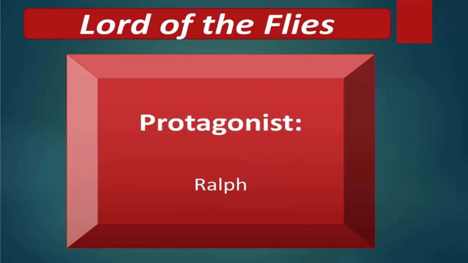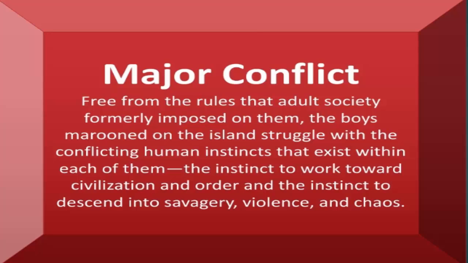Protagonist: it's Ralph. Major conflict: free from the rules that adult society formerly imposed on them, the boys, marooned on the island, struggle with the conflicting human instincts that exist within each of them and within each of us. The instinct to work towards civilization and order, and the instinct to descend into savagery, violence, and chaos.